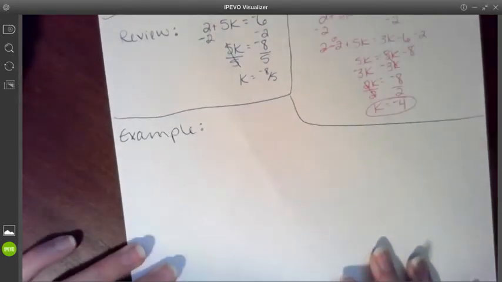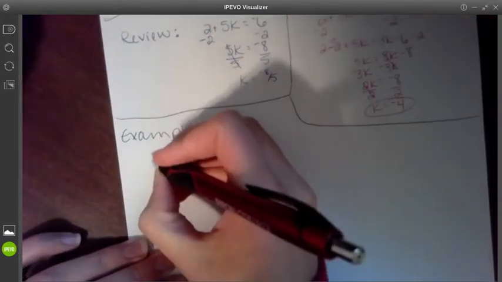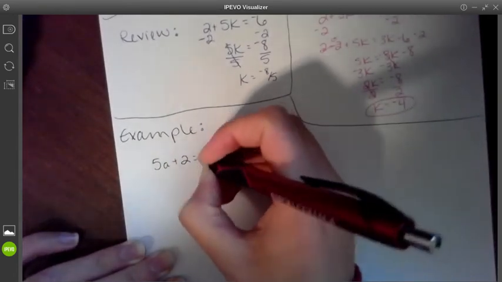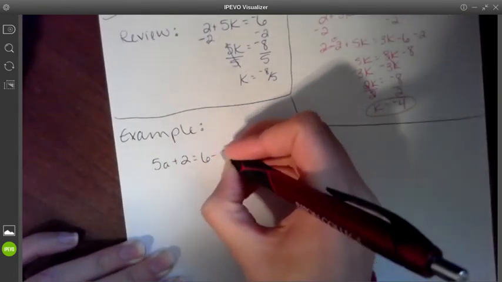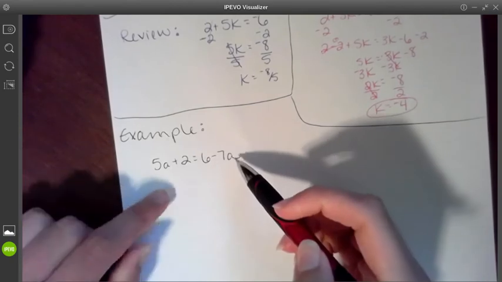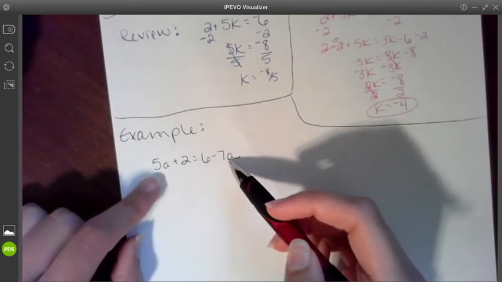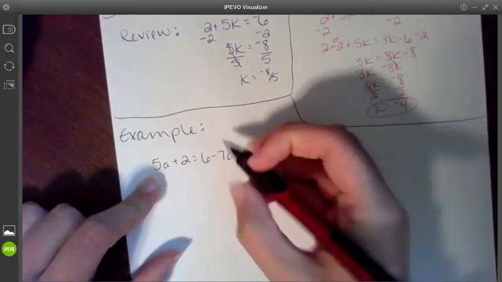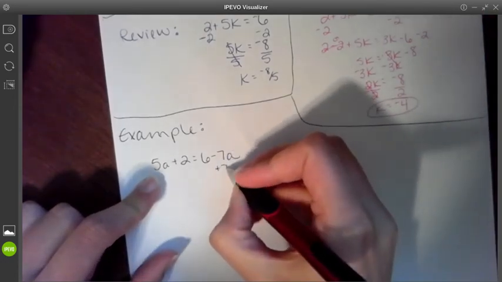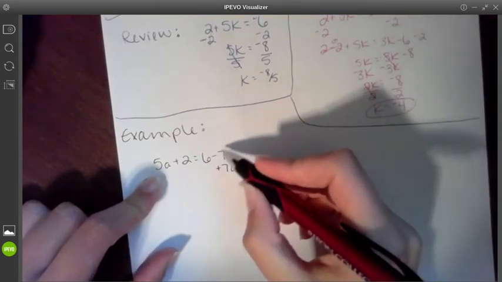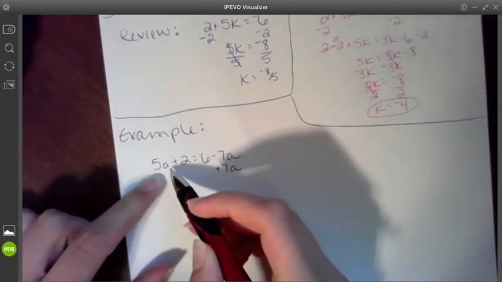How about 5a plus 2 equals 6 minus 7a. All right, we have a's on both sides. Looking at this, I'd rather add than subtract. So I'm going to add a 7a to cancel my a's over here and put my a's over here.